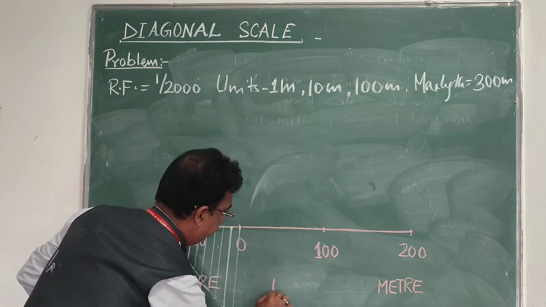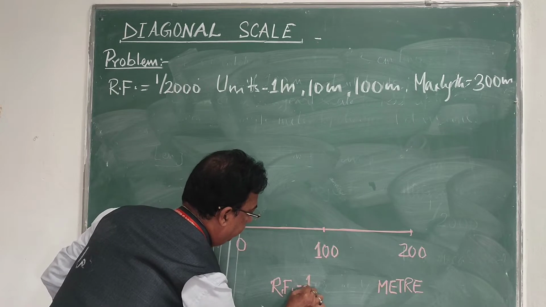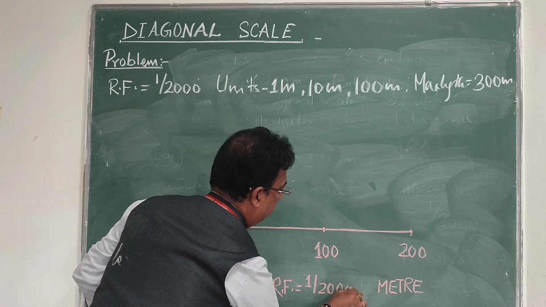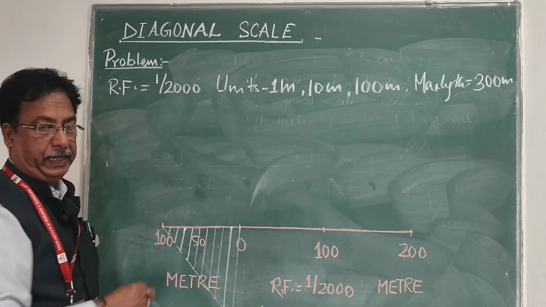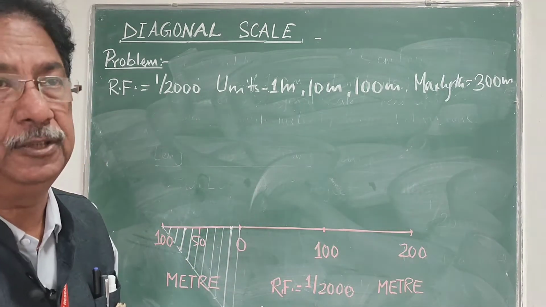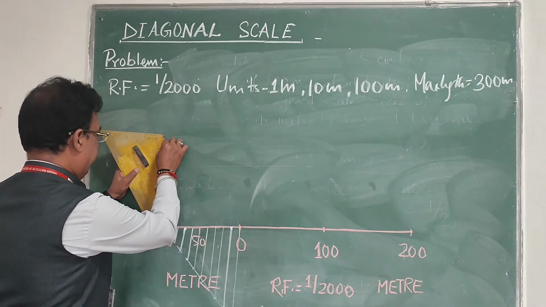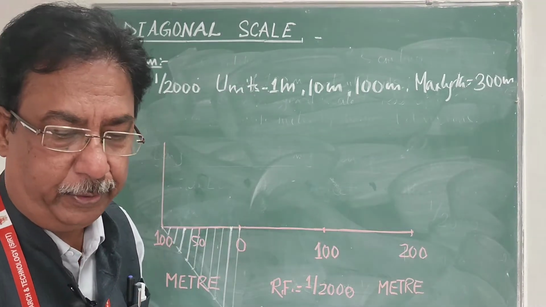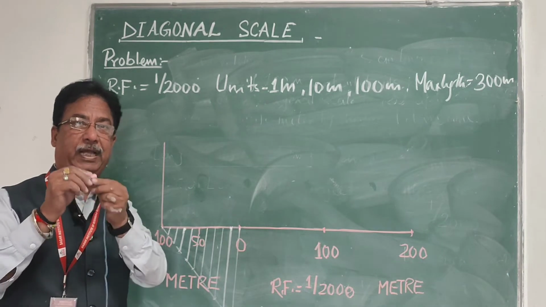In the center we will write the RF, that is 1 upon 2000. Now for the third division we will go for the diagonal upside and use the principle of diagonal scale. So I will draw a line perpendicular on this, and on this line I am going to mark distances. I have selected that I am going to use 5 mm distance.